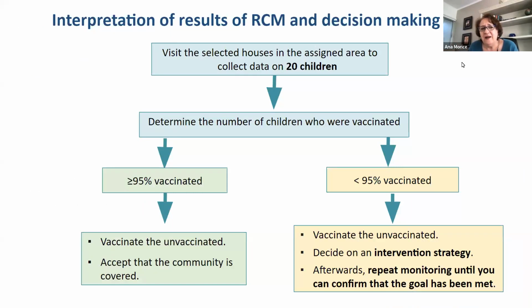And this is how we do the interpretation of the results. After we visit the household, we collect the information. If the community is well vaccinated, more than 95%, that's the cutoff value that we use, we put a check. Well, this community is well vaccinated. And if it is below the threshold level or the expected coverage, we vaccinate the unvaccinated and we decide on an intervention strategy. And also, if the coverage level is low, they need to repeat the RCM.